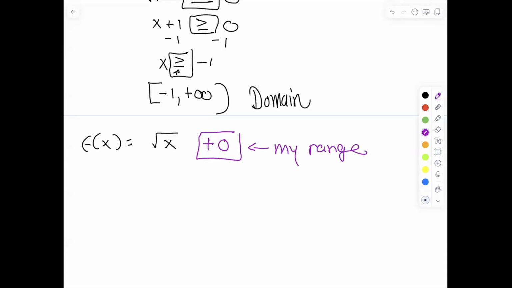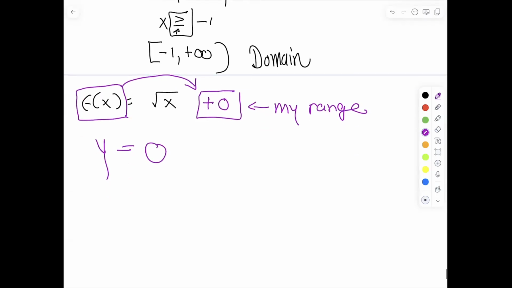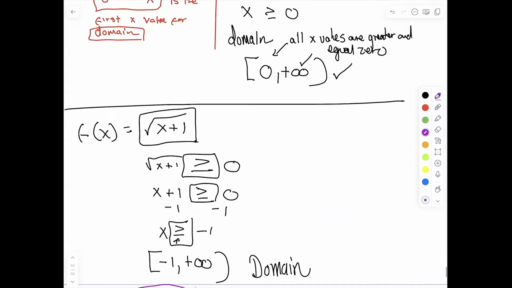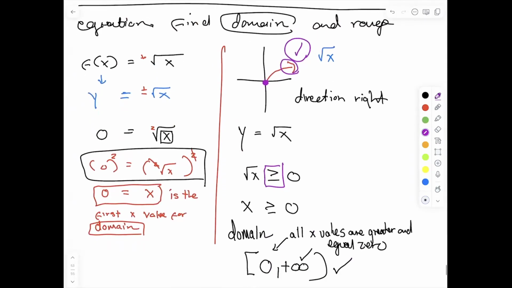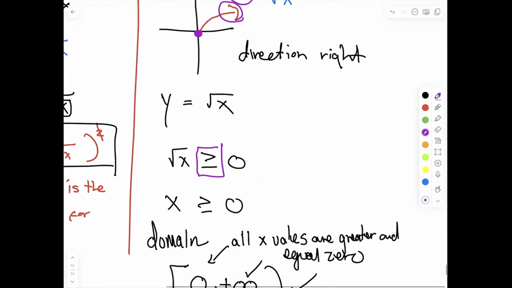So you're like, what? I don't get it. Well, you see this right here? This is a y. These two are connected. So we're going to say y is equal to 0. Why do we say that? Well, because what controls domain? x values, right? And didn't we say earlier that the lowest x value here for this problem, what's the lowest x value that we could have?